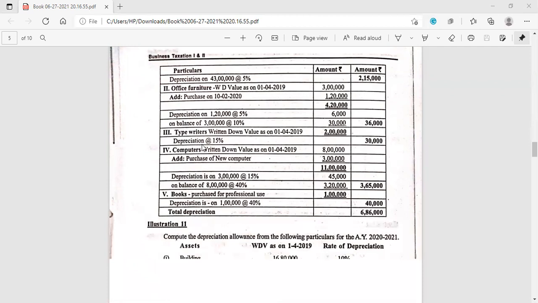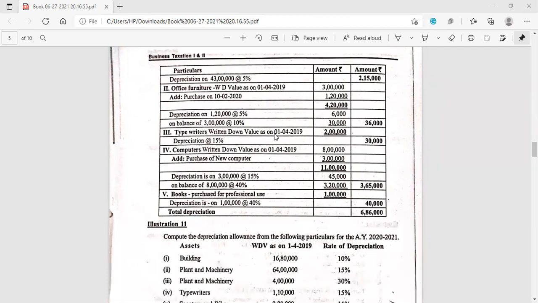The next block is typewriters. Written down value is given as on 1/4/2019, 2 lakh rupees, and there are no purchases and no sales. So as it is, we have to consider that written down value straight away at the rate of 15% and we'll be getting rupees 30,000 as the amount of depreciation.